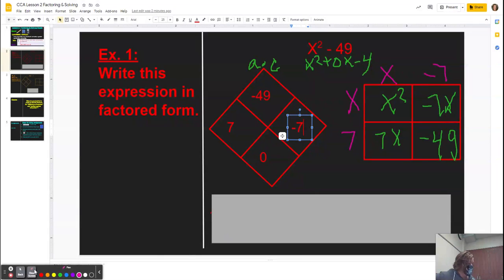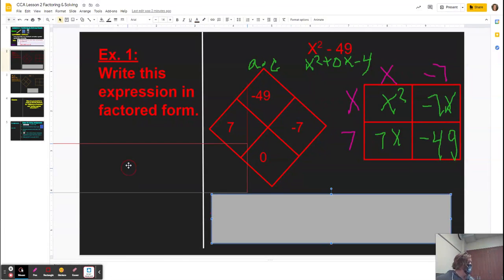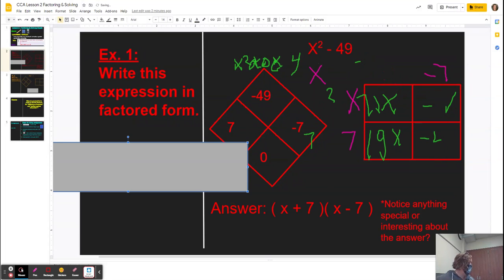Sorry about that. So once we have that information on the outside of that rectangle, that's what goes in the parentheses for the factored form. So we know then in factored form, this will be x plus 7 times the quantity of x minus 7. Notice anything special about what's in the parentheses compared to the original problem?